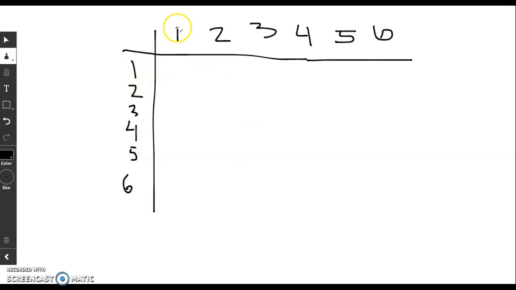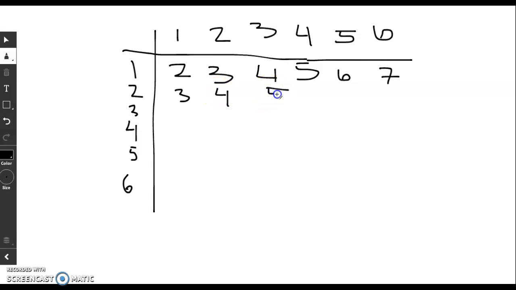When I roll a 1 and a 1, I get 2, because this is talking about the sum of the dice. When I roll a 1 and a 2, I get 3, 1 and a 3, 4, 1 and a 4, I get 5, 6, and 7. 2 and a 1, I get 3, 2 and a 2, I get 4, and so on. 3 and a 1, I get 4, 3 and a 2, I get 5, and I just keep going.